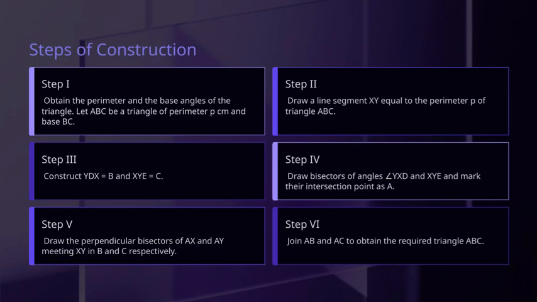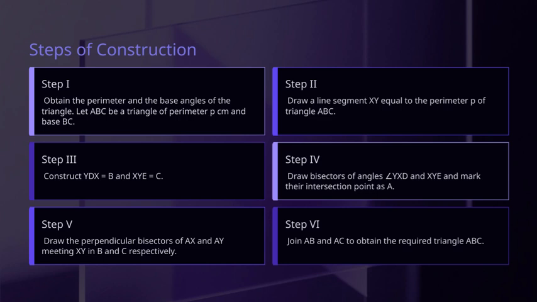Let's look at the final step to complete our construction. We start by joining points AB and AC to form our triangle ABC. This is essential because it gives us the actual triangle we're working with. Next, we move to step VI, where we draw the bisectors of angles X and Y. The intersection point of these bisectors is marked as point A. This step is crucial because it helps us locate the correct position of a base on the angle bisectors, which are key in many geometric constructions.